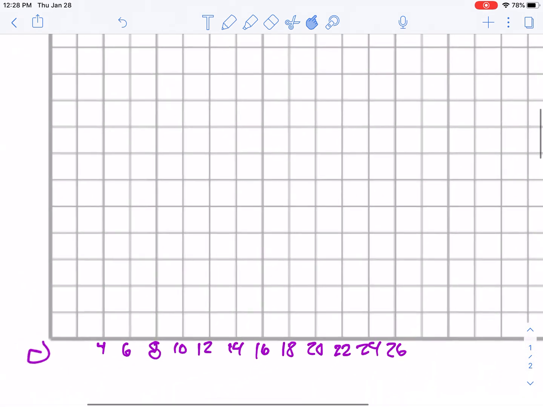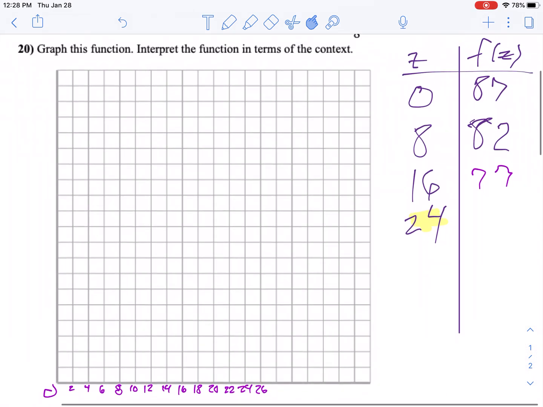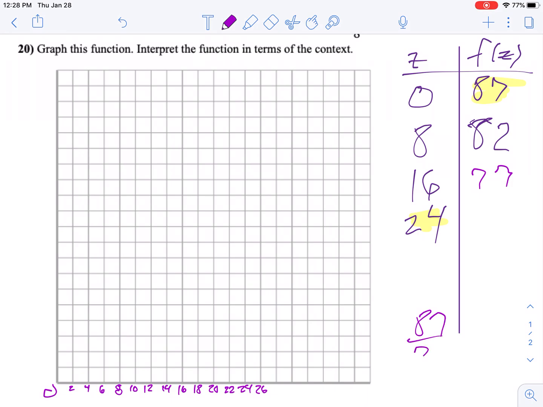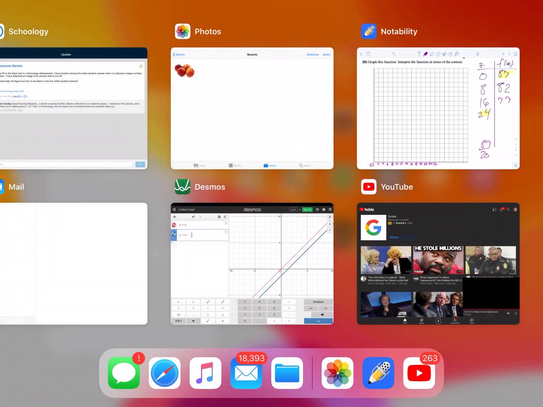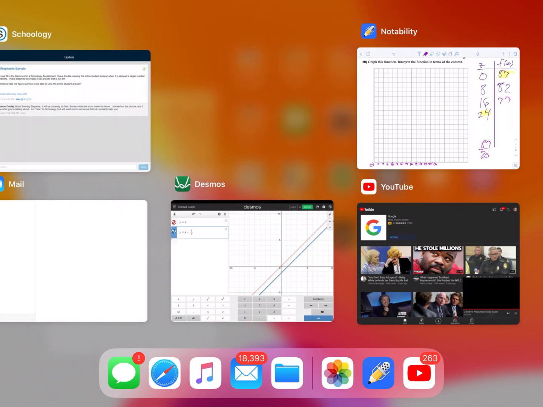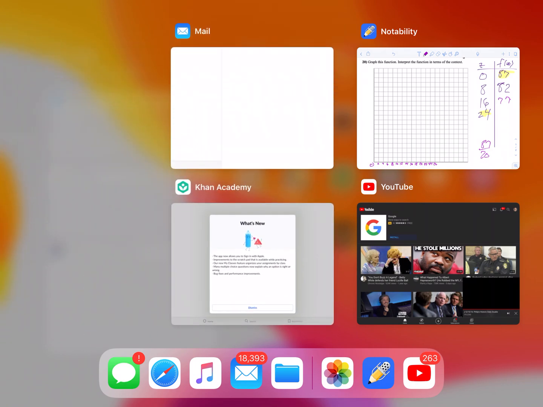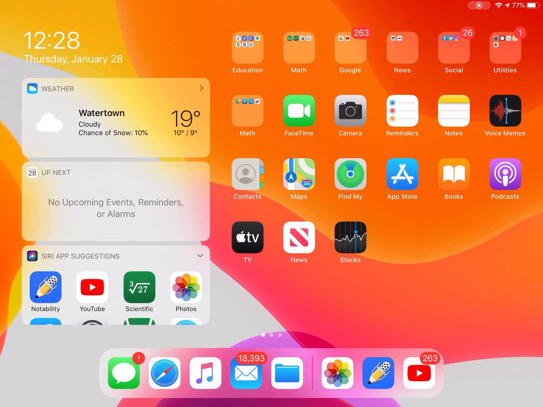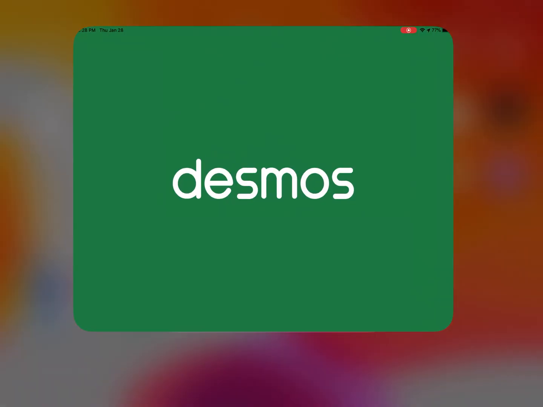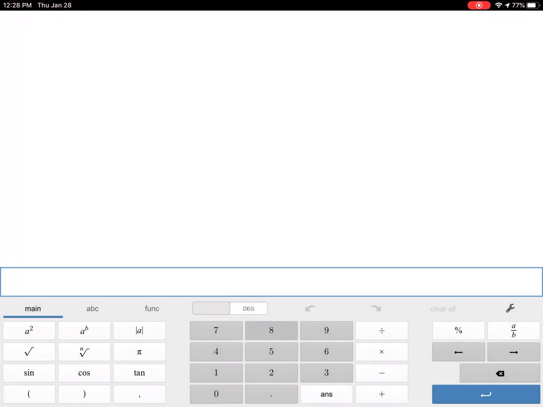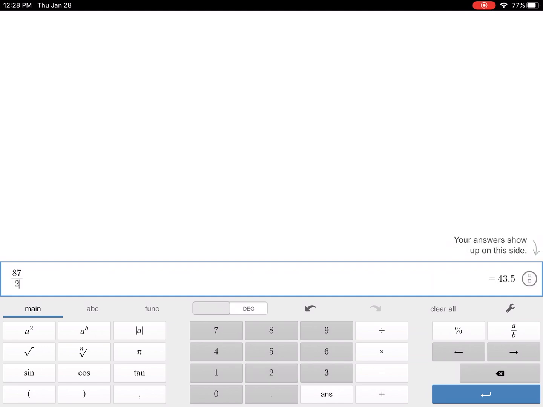Now, what do you do for the y value, the f of z value? Well, we need to go up to 87, and there are 20 tick marks. So here's what I'm going to do. On the side, I'm going to take 87 and divide that by 20. Let's use a calculator so you can see what that answer is. I like to use the scientific calculator on Desmos, and I suggest you do the same thing. If I take 87 and divide it by 20, I get a decimal, 4.35. If I count by 4.35s, I would get up to 87.